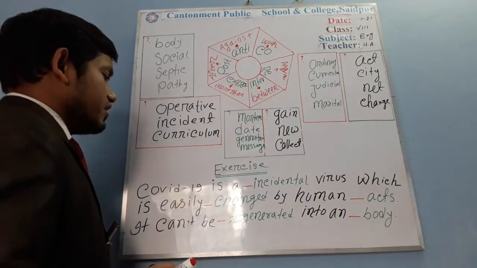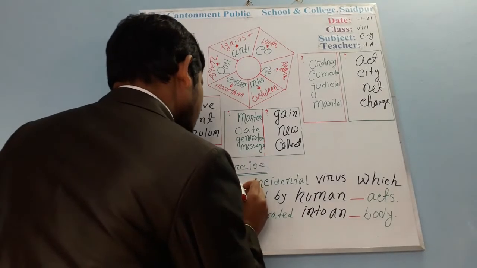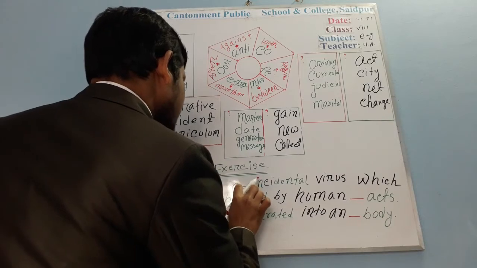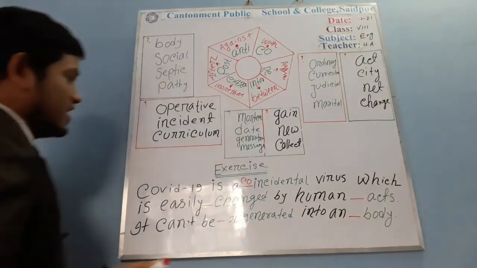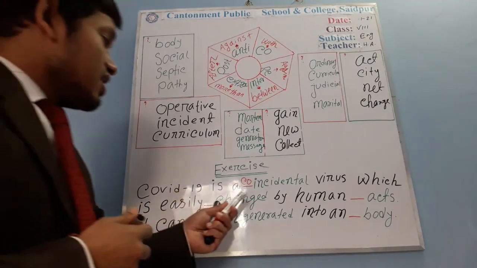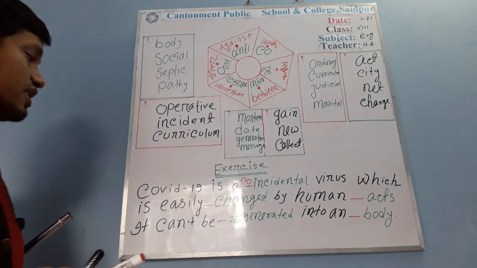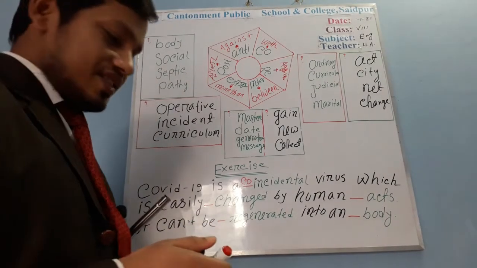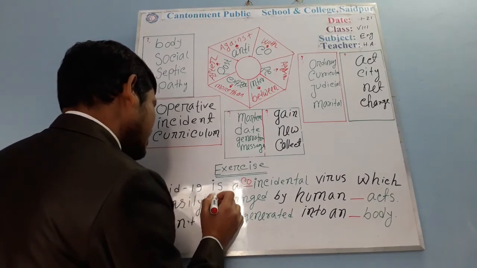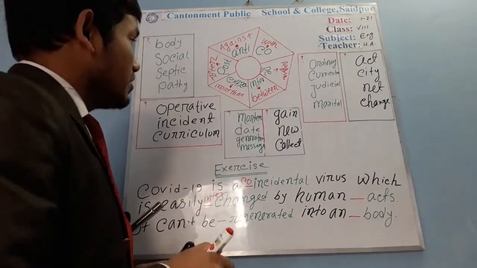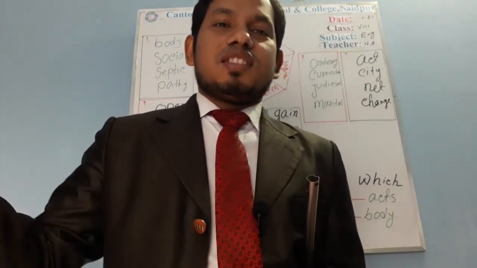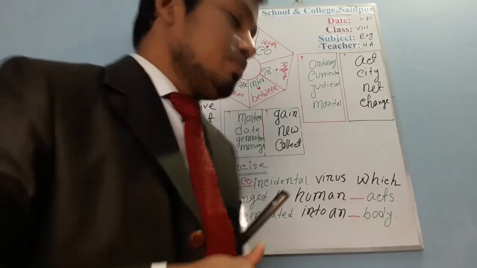If you want to get COVID-19 is an, what is coincidental. You can see coincident. COVID-19 is a coincidental virus which is easily changed by human. Next one is easily interchanged. Interchange means between. Something can be changed among a lot of people or between more than two people.